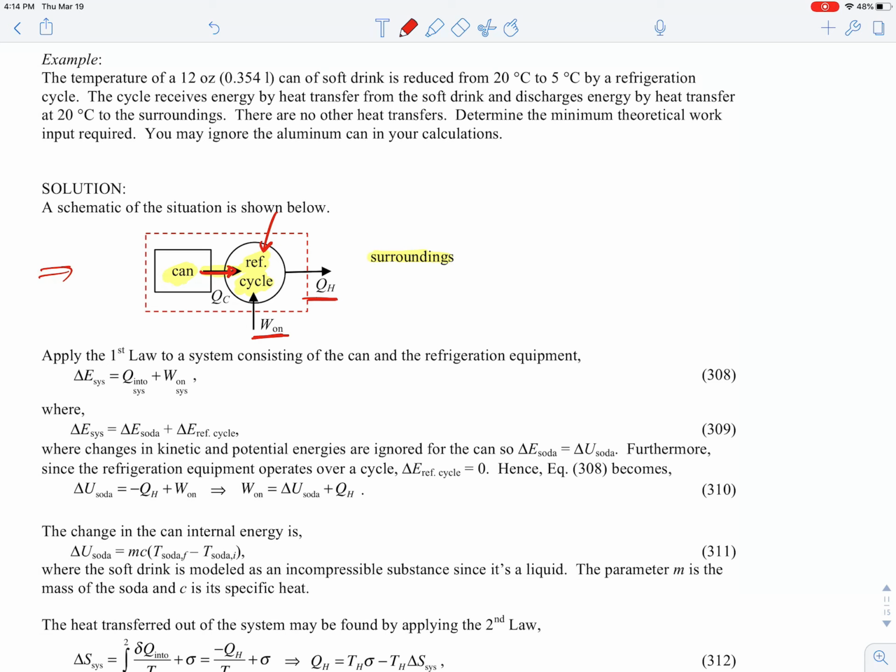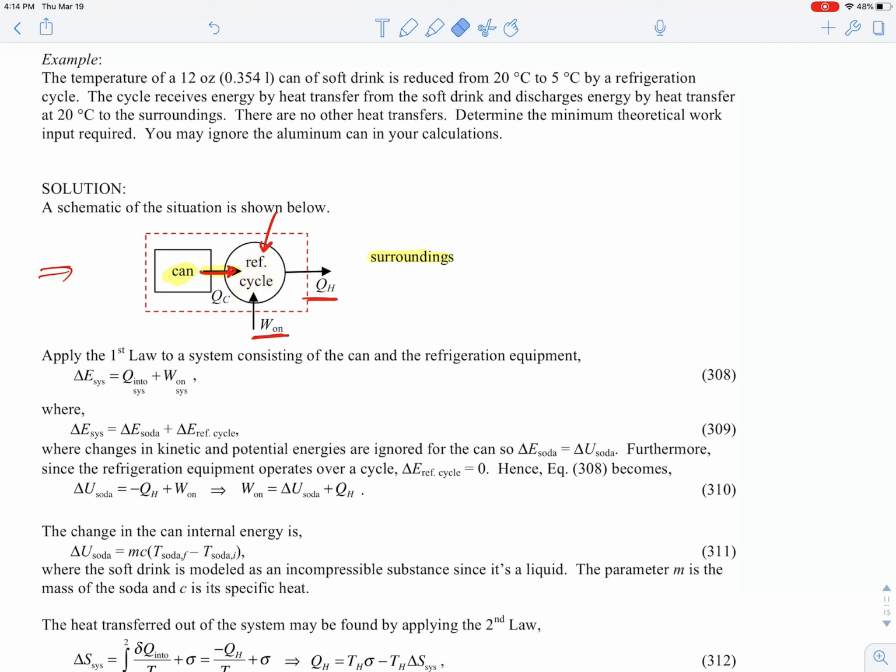So we're going to draw a box. We're going to make our system the can and the refrigeration cycle. Okay, so it's very important to draw your control volumes. Don't forget to do that. It makes a difference on how you analyze the problem.